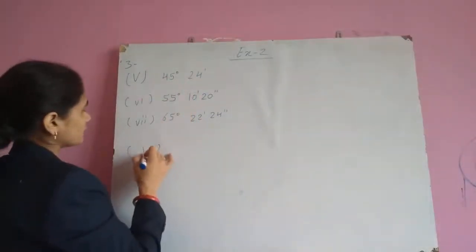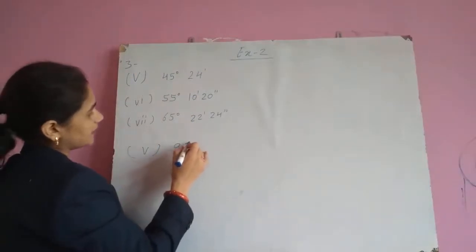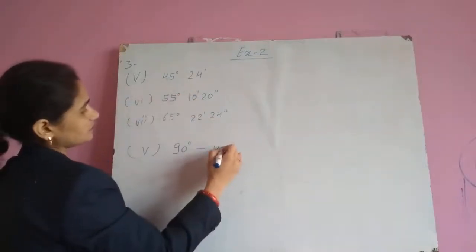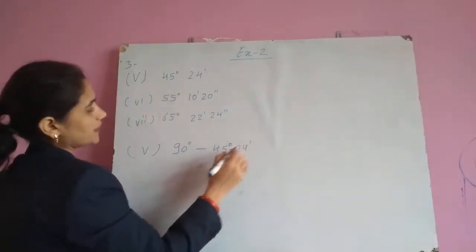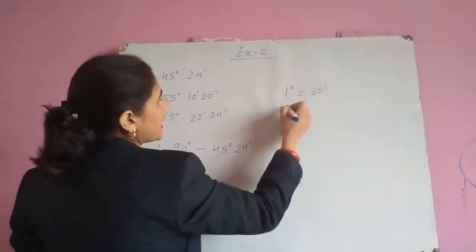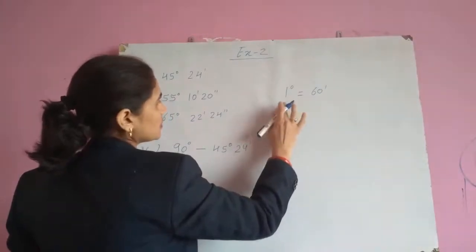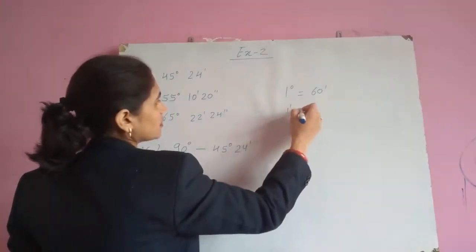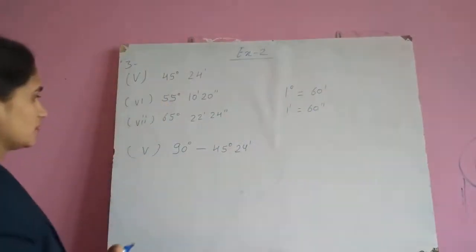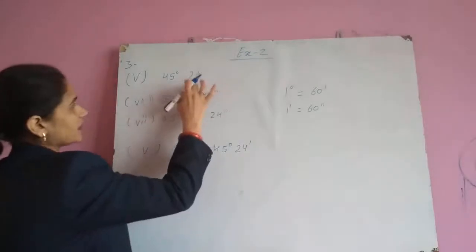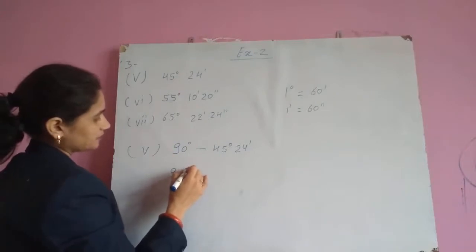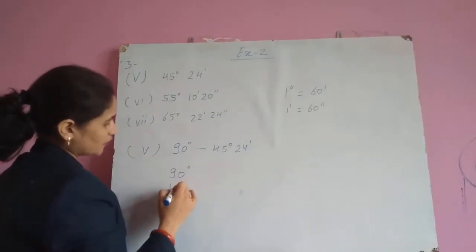Come to the 5th. We subtract this from 90 degrees. The 5th part is 45 degrees 24 minutes. Students, you know very well that 1 degree is equal to 60 minutes, and 1 minute is equal to 60 seconds. To find the complementary angle, we subtract this from 90. 90 degrees here, and here we write 45.